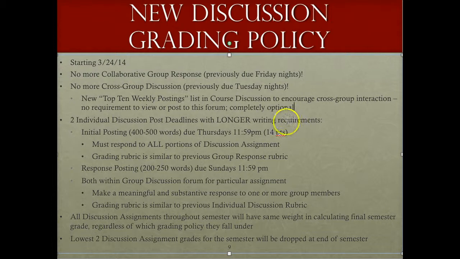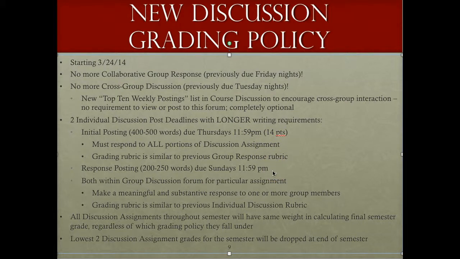Since we are eliminating the group response and cross-group response, there will be a little more work required in the individual postings to the group discussion. The initial individual posting will take the place of the group response grade and now has a rubric very similar to the previous group response rubric. It is now required to be 400 to 500 words, and you must answer all parts of the discussion assignment for full credit. These initial individual postings are now due on Thursdays by 11:59 p.m., so there will be time for group members to respond to each other by the end of the week.